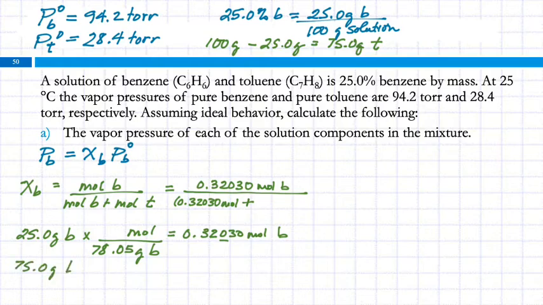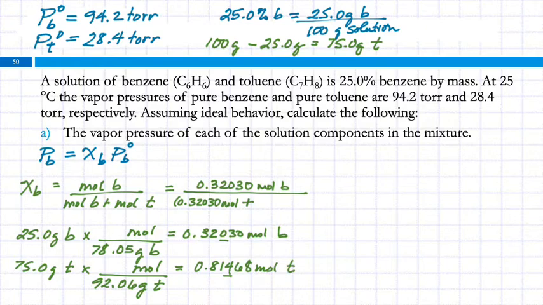75 grams of toluene. Hey Siri, what's the molar mass of toluene? The answer I found is 92.06 atomic mass units. This is so much easier that way. So that's going to be my moles of toluene. So I'm going to stick that in here, 0.81468.